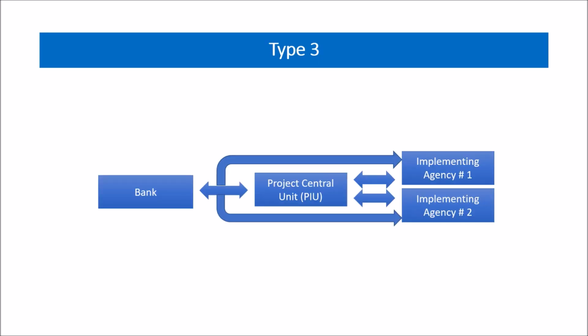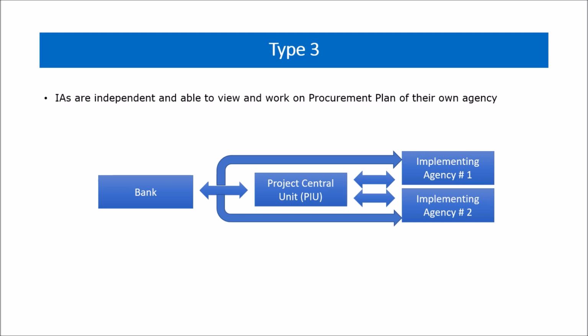Type 3, the project has more than one implementing agency, 2 or more, of which one agency is assigned as Project Central Unit or similar name, PCU or PU. Under this structure, agencies are independent and able to view and work on the procurement plan of their own agency. However, the central unit is able to view and/or work on the procurement plan of all implementing agencies. The PU can be assigned with either one of the three following roles.